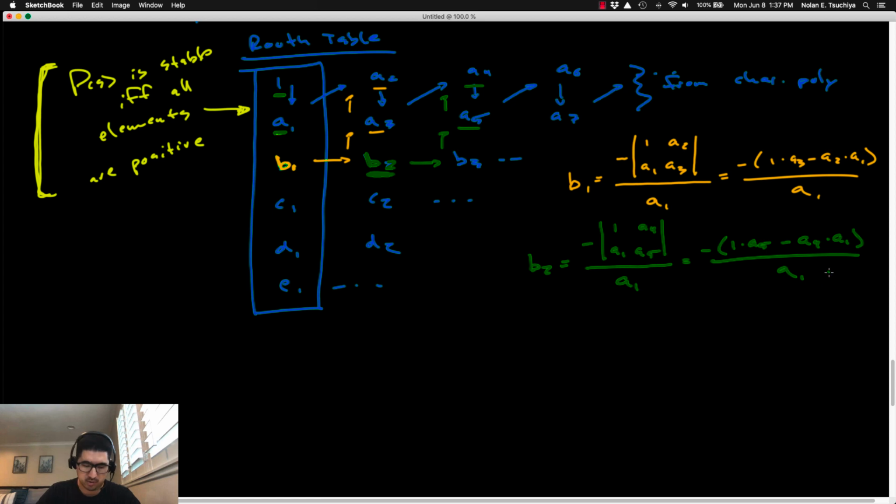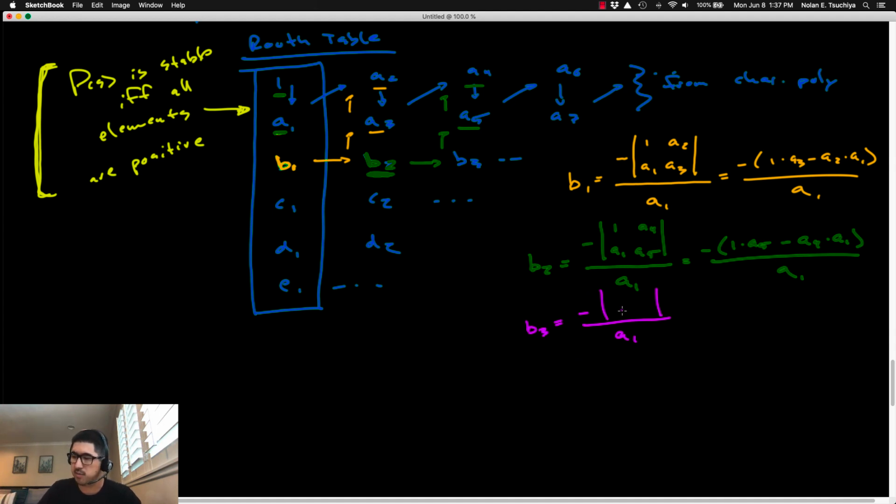Okay, I'll do a couple more just to really try and drive this point home. Let's look at B3. B3 equals, well, just as before, it's going to be minus the determinant of some 2 by 2 matrix, all divided by the first term in the row above it. So if you're sick of me saying that, that's good, because that means it's really getting in there.